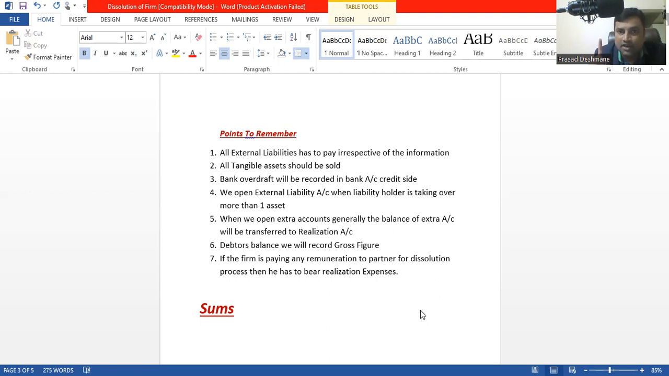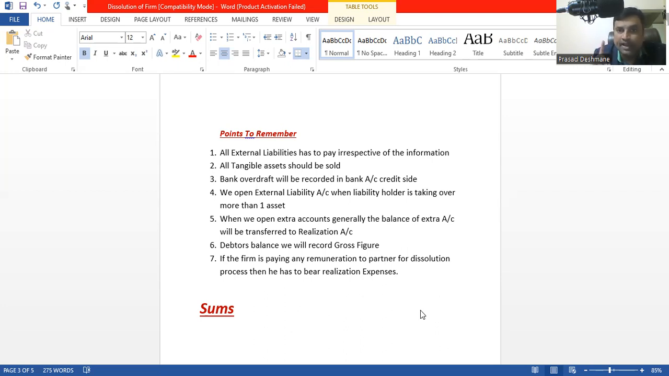We open an external liability account when the liability holder is taking over more than one asset. This particular rule we will explain in a later session. When we open an extra account, generally that also we'll discuss later on. Debtors balance will be recorded at the gross figure. That I'll tell you while doing the sum, what gross figure means.